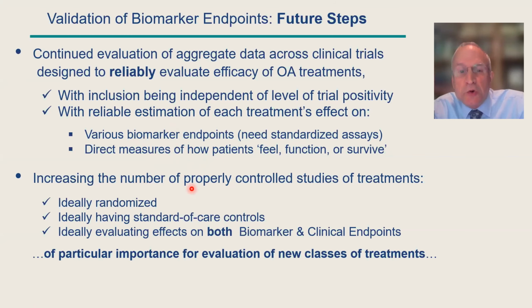We need to increase the number of properly controlled studies of treatment, not only to increase the availability of proven, safe, and effective therapies, but to support the research efforts regarding validation of surrogates. These should ideally be randomized, having standard of care controls, and evaluating effects on both the biomarkers and the clinical endpoints to understand the relationship between effects on biomarkers and effects on clinical endpoints. This is particularly important when studying new classes of interventions.